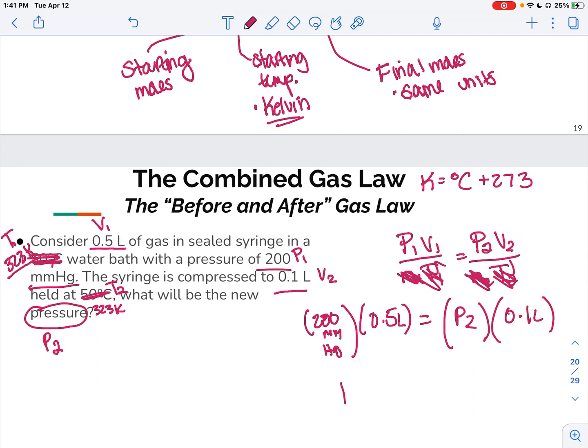And when you solve for this, you get P2 is equal to 100 millimeters of mercury. And that makes sense.